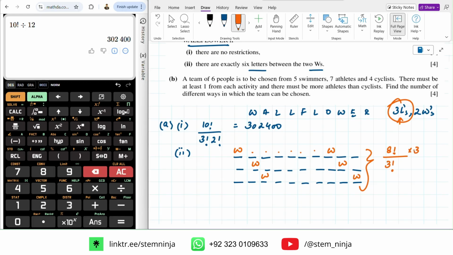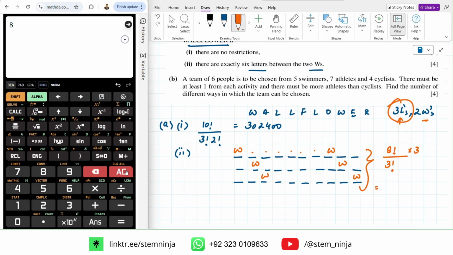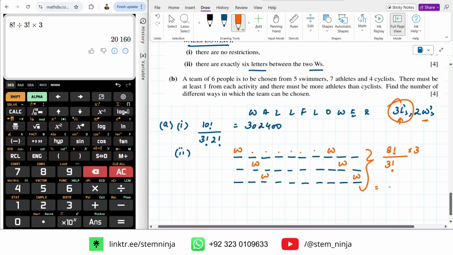So 2 W. Right. Okay. My bad. Sorry. 8 factorial divided by 3 factorial times 3. This is 20,160.